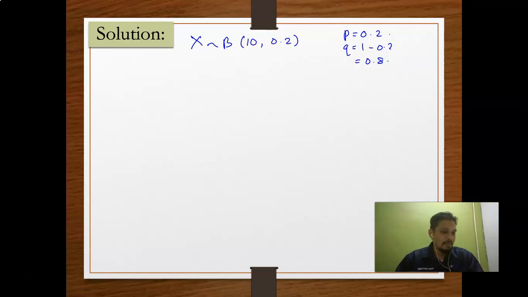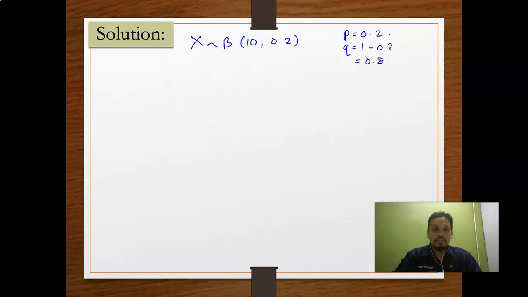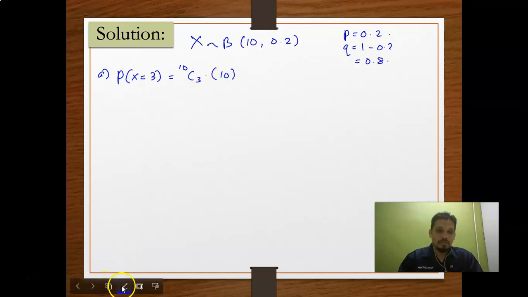Now, the first question: exactly 3 bulbs are damaged. So (a) probability of X equal to 3, which is 10C3 multiplied with 0.2 to the power of 3, and 0.8 to the power of 7.